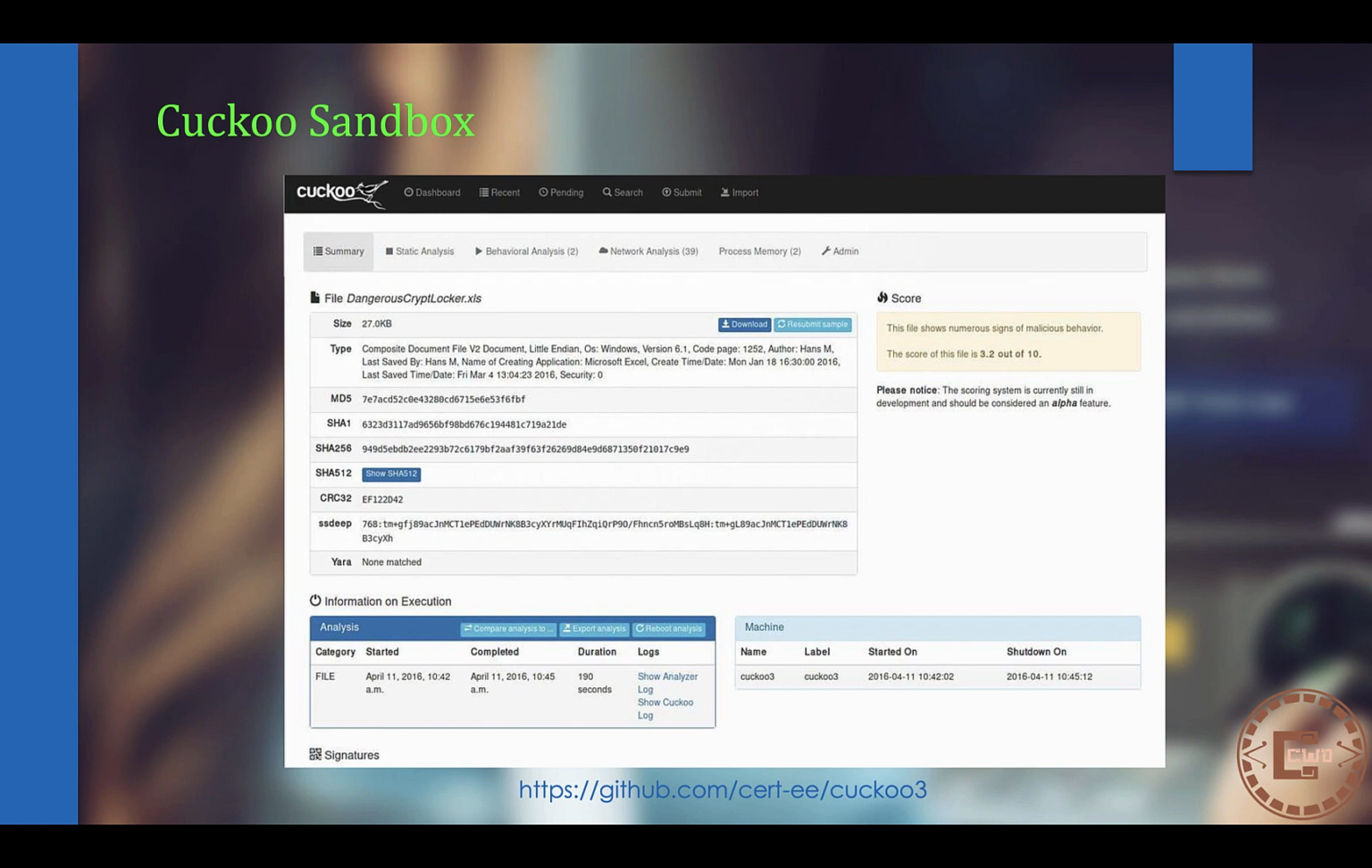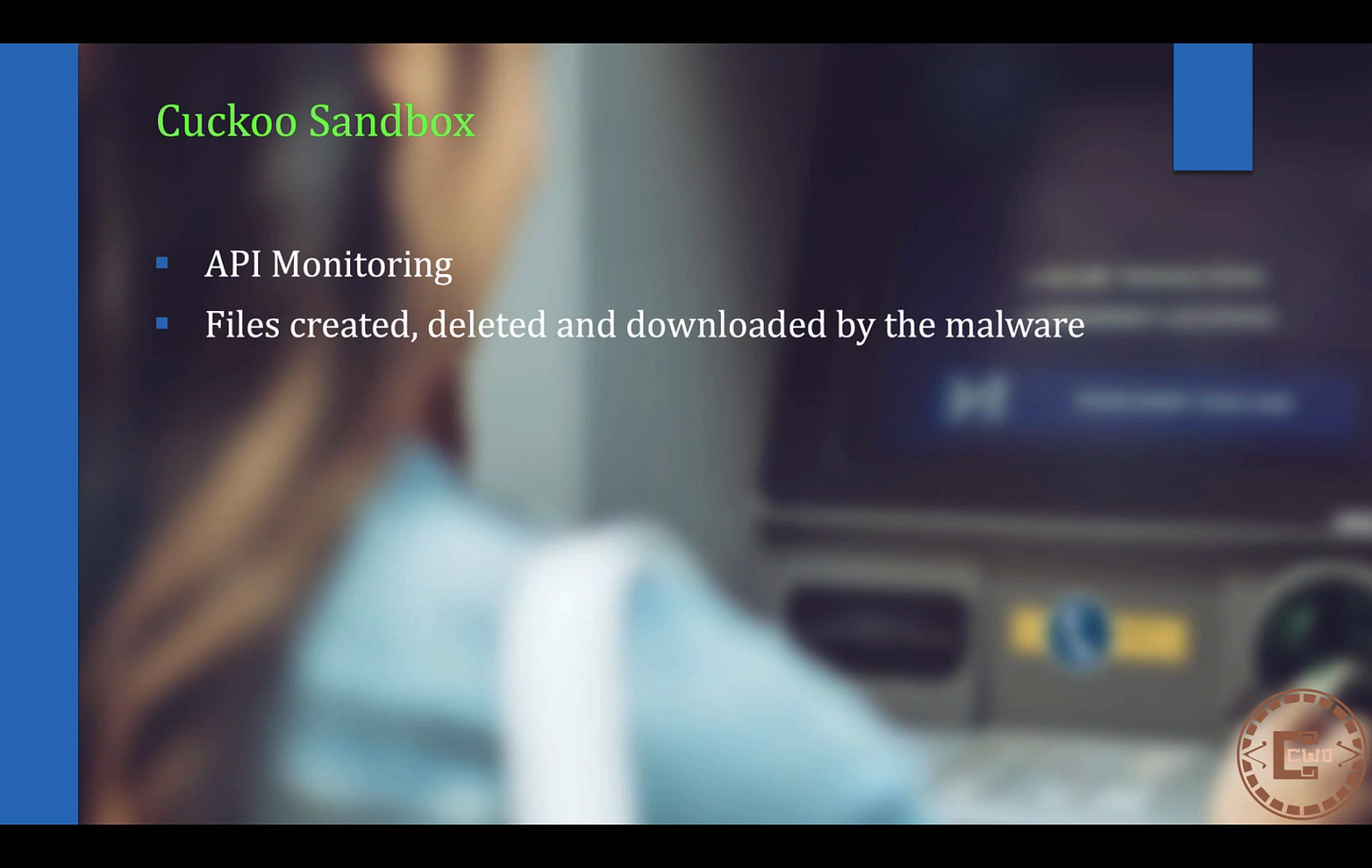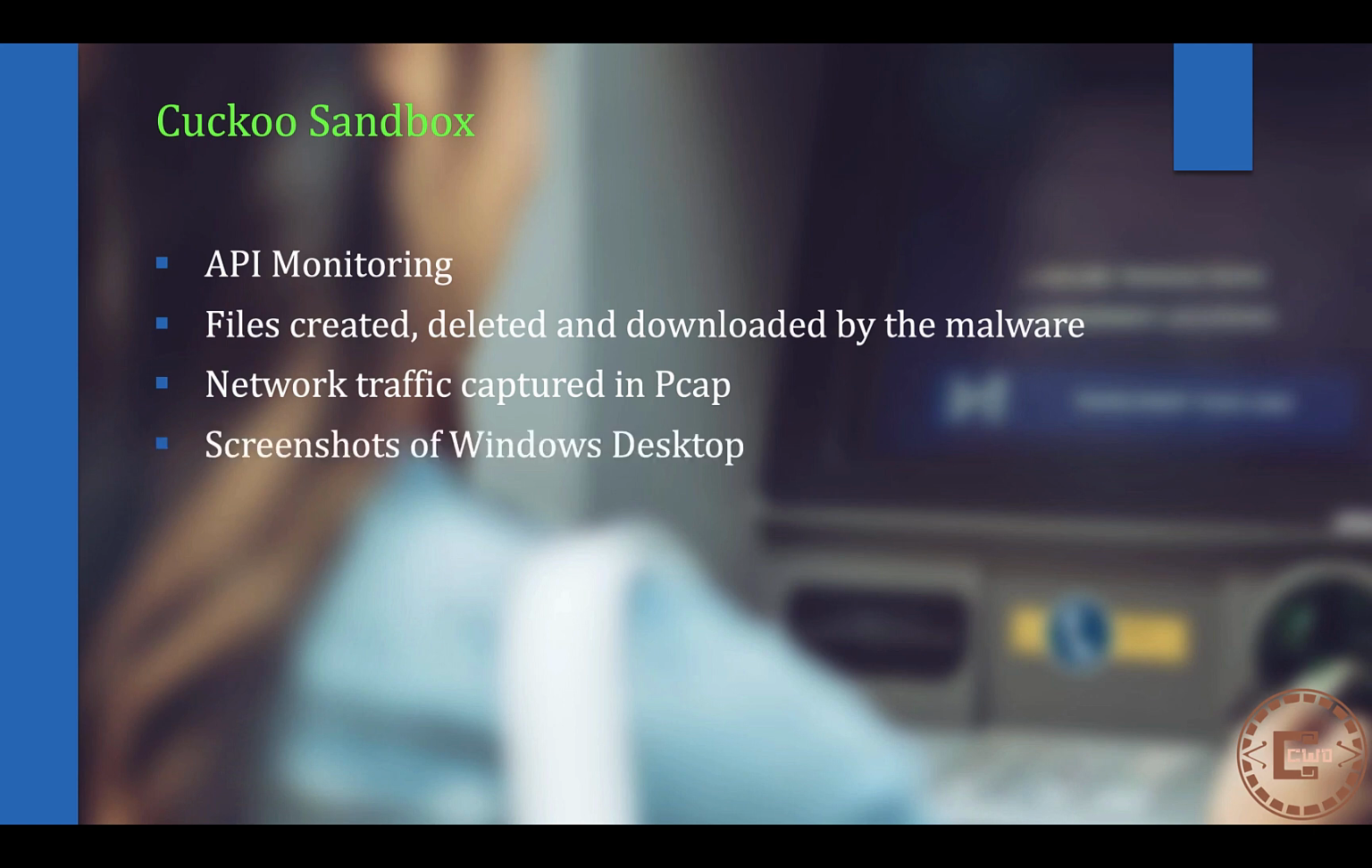And the good news is that there was a recent port by the guys from CERT-EE, who ported it to Python 3. So here is the GitHub if you want to give it a try. So it allows you to do API monitoring. You basically upload the sample to the sandbox. It will tell you which files were created or downloaded from the internet. The network traffic can be captured in a pcap. The pcap is a file where you can see the traffic being used by the malware.